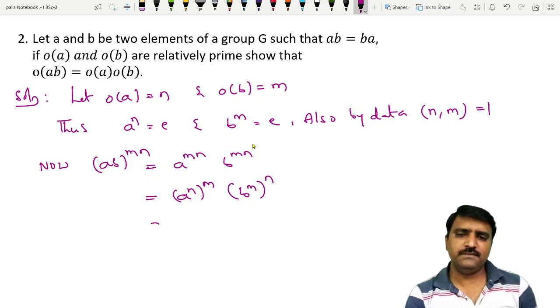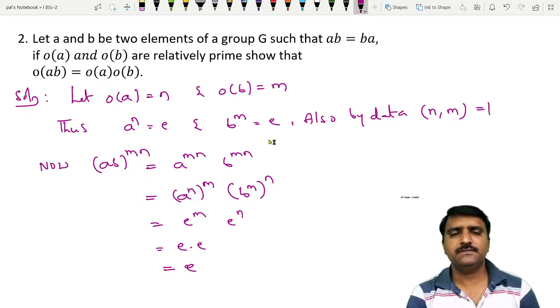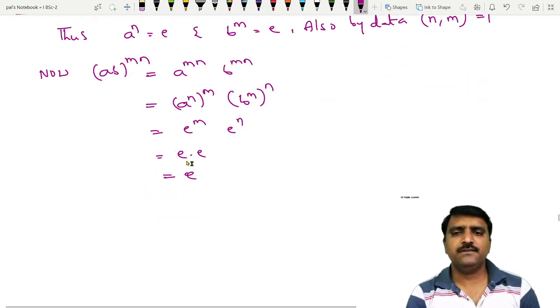And you can write b to the power of mn as b to the power of m whole to the power of n, which is equal to, all of you know that a to the n is e, so it is e to the power of m, and b to the m is also the identity element e. Take e to the n. So e to the power of m, e to the power of n, so that is e. e into e is equal to e. So when you raise AB to the power of mn, it gives the identity element. So then the order of AB is not necessarily mn. When AB to the power of mn gives the identity element, it does not mean the order of AB is mn, but we can say the order of AB is less than or equal to mn.